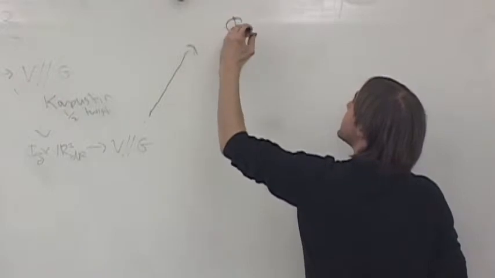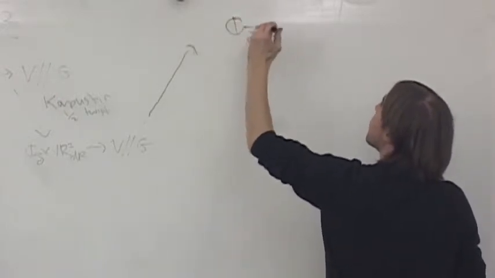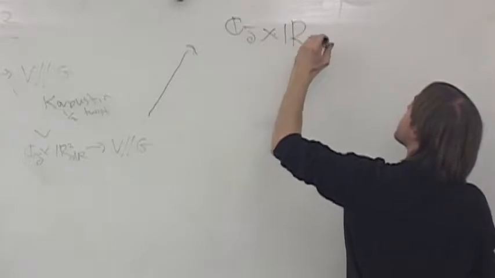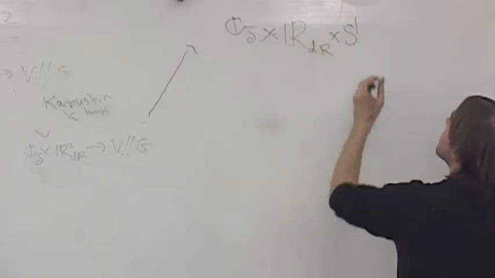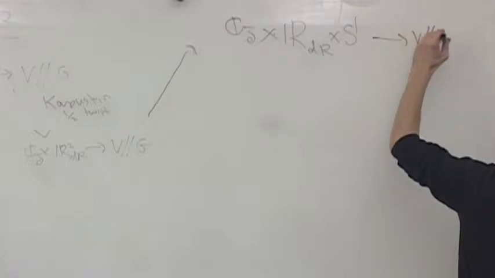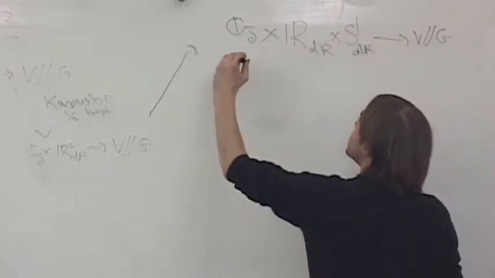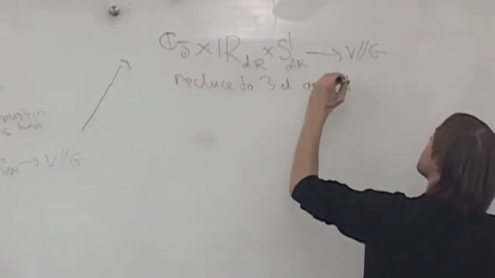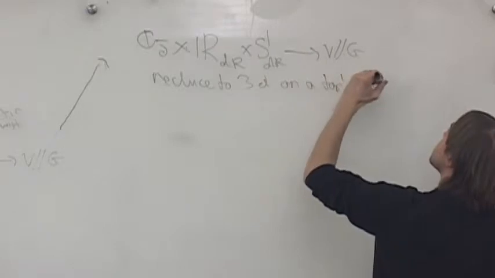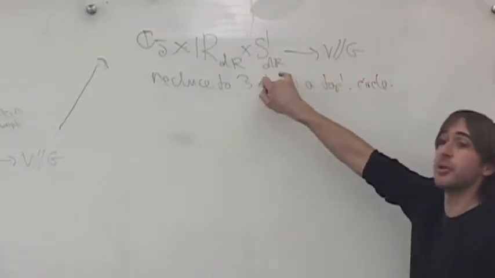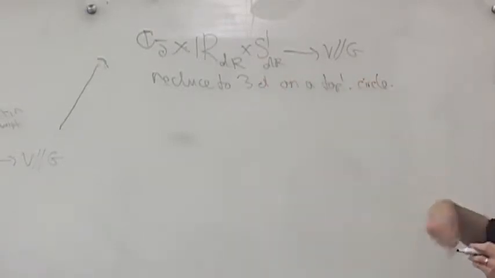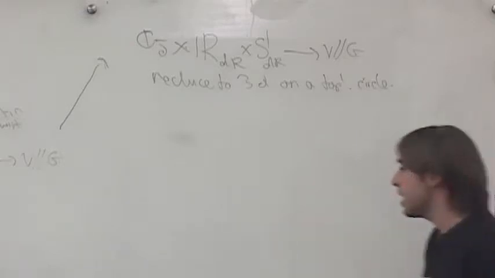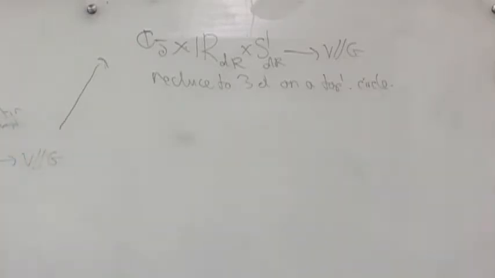Consider the theory on C-bar cross, or the Riemann surface cross, a circle, then mapping to V mod G, and we can reduce to 3D. 3D on a topological circle. Since it's a topological circle, as Tudor was explaining, you don't really care about the size of it or anything. There are some minor subtleties.